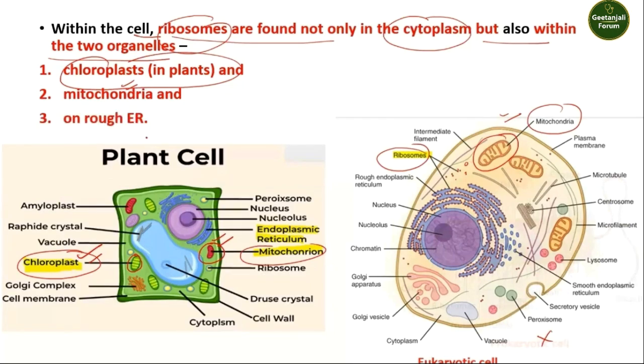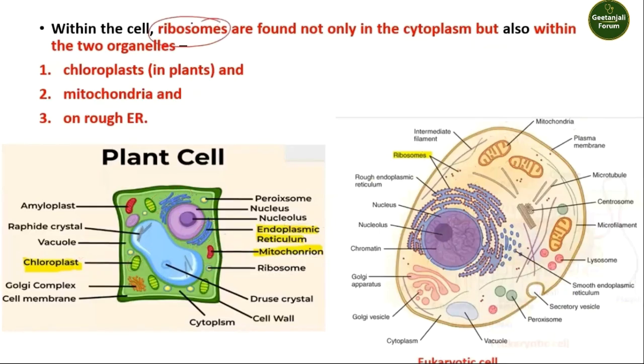Third one is rough endoplasmic reticulum. Ribosome is found on rough endoplasmic reticulum as well. This is endoplasmic reticulum. This rough endoplasmic reticulum has ribosomes on its surface. In smooth endoplasmic reticulum, ribosomes are not found on its surface. Only rough endoplasmic reticulum has ribosomes. So where do we find ribosomes? Firstly, in the cytoplasm. Secondly, in chloroplast. Then in mitochondria and on the surface of rough endoplasmic reticulum.